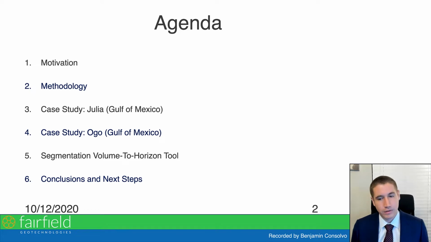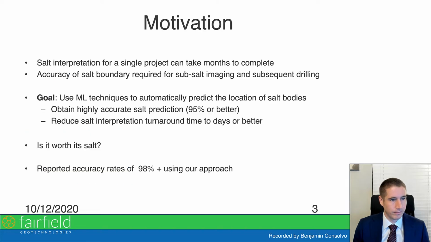Number five, I'll briefly show you a tool I wrote to convert the machine learning output of volume to horizons. And finally, I'll go through my conclusions. So in this talk, I will use the terms deep learning and machine learning interchangeably, even though I understand that deep learning is a subdiscipline of machine learning.